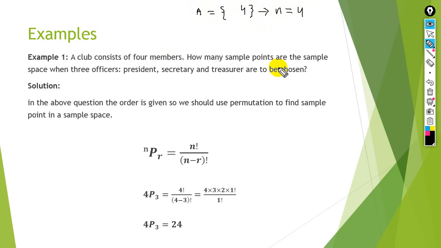How many sample points are in the sample space when 3 officers, president, secretary and treasurer, are to be chosen? For example, we have 4 persons. These are the 4 persons: 1, 2, 3, 4. This is the club. Right? So now I want to select president, secretary and treasurer.